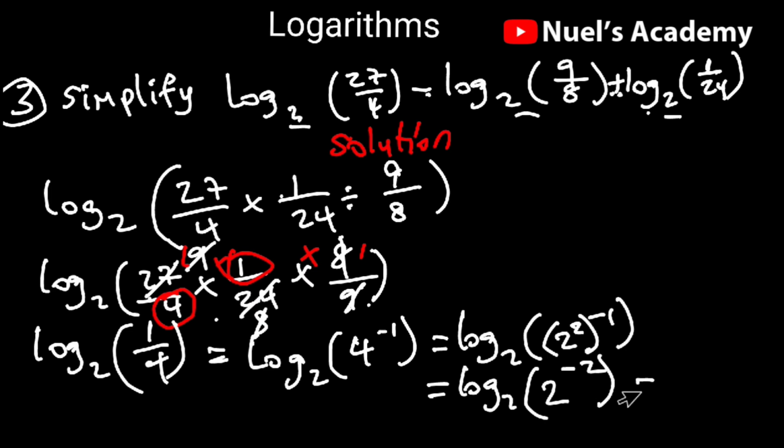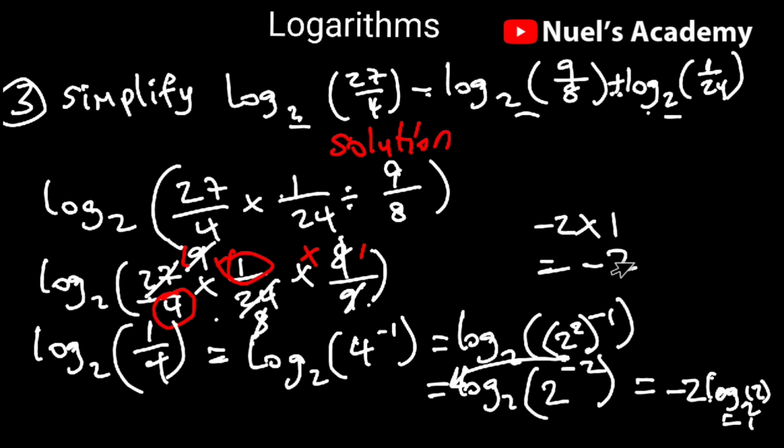Alright, and then by the virtue of special cases of logarithm, we are going to take this -2 in front of this log because it's an exponent. So we have that -2 into log 2 of 2. And then from our special cases, we have that log of any number to its base is equal to 1. So our final answer becomes -2 times 1, which will give us -2. So this is the answer for this question.